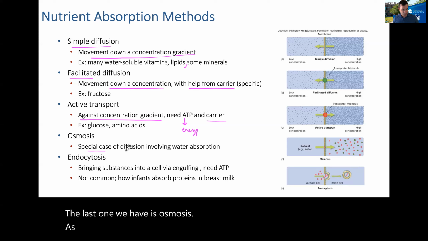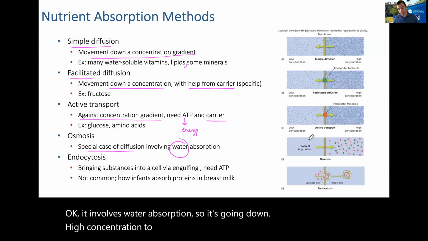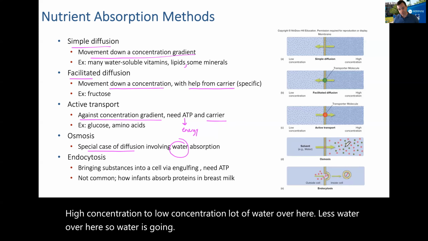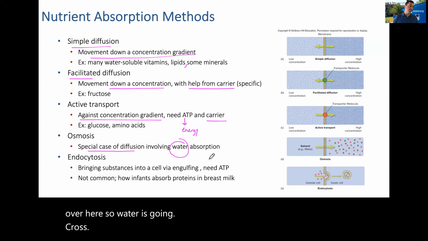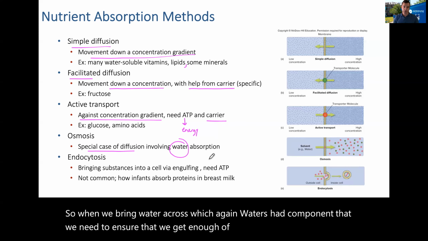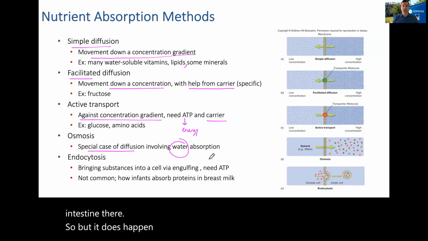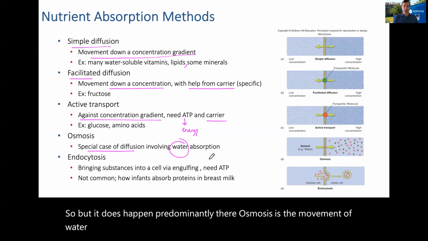Osmosis is a special case of diffusion. It involves water absorption. So it's going down, high concentration to low concentration. A lot of water over here, less water over here, so water is going across. Water is a component that we need to ensure that we get enough of, and we have to absorb it. We can do that through a number of different areas. It's not just in the small intestine, but it does happen predominantly there. Osmosis is the movement of water. So for all of these, osmosis is the one that is unique to really just water.